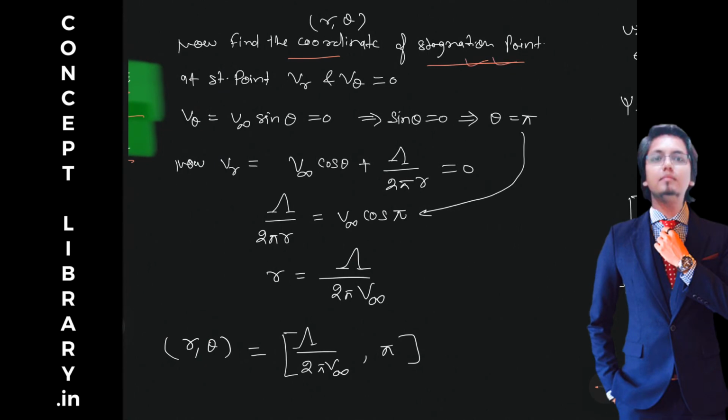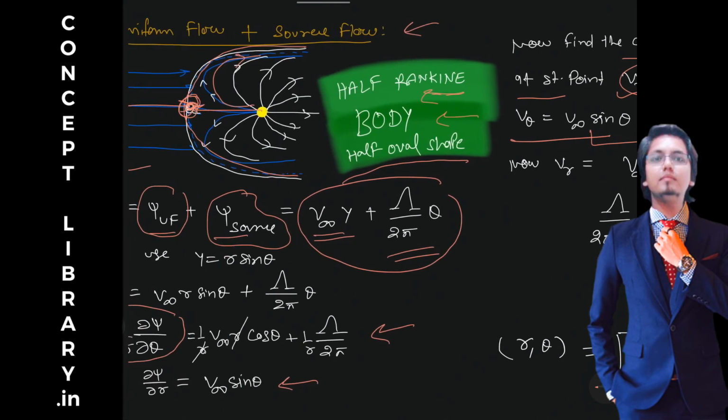This is very important from the GATE point of view, because at the stagnation point your radial velocity and tangential velocity both have to be 0. So v theta is this much. Just now we got v theta, put it 0, and you get the theta value, meaning at theta equal to 0 and at theta equal to pi you have your stagnation point. But theta equal to 0 will be in this direction, this is how we measure our theta, so it has no sense. But at pi we have the stagnation point here.